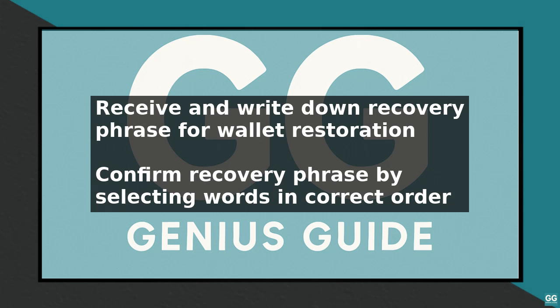Once you have written down your recovery phrase, you will be asked to confirm it by selecting the words in the correct order. This is a security measure to ensure that you have written down the phrase correctly. After confirming your recovery phrase, your wallet will be created and you will be taken to the main screen of the app. From here, you can view your wallet balance, send and receive cryptocurrencies, and access other features of the app.